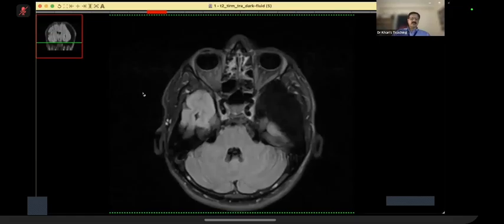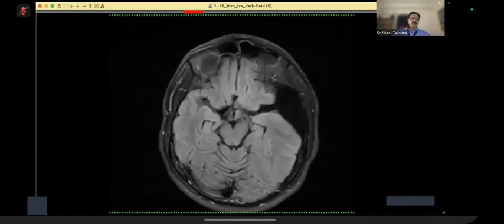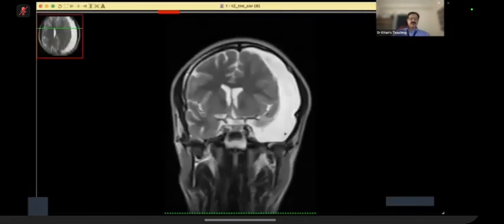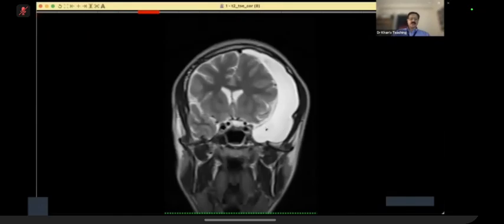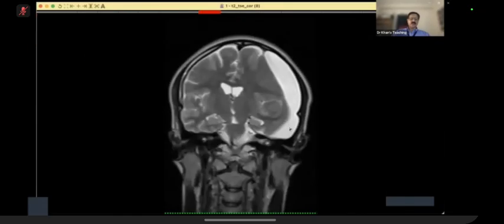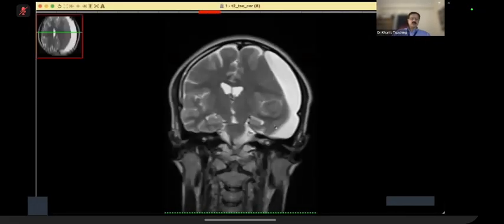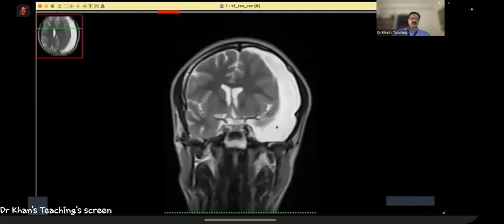This is the FLAIR sequence. It was a simple case. This is not a hygroma. This is an arachnoid cyst. And the key thing is what is happening in the middle cranial fossa. Middle cranial fossa arachnoid cyst per se is a very, very common finding. And you will see a bit of compression of the temporal lobe. In long-standing or very big cases, you have to treat them.